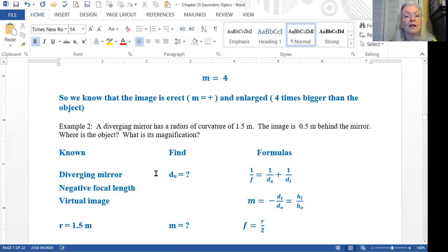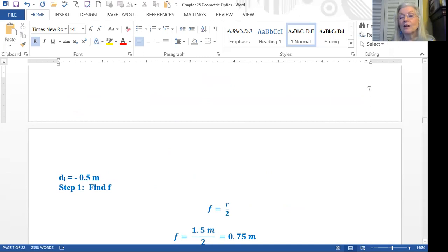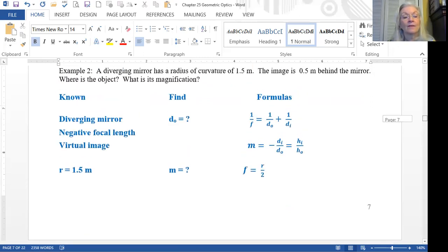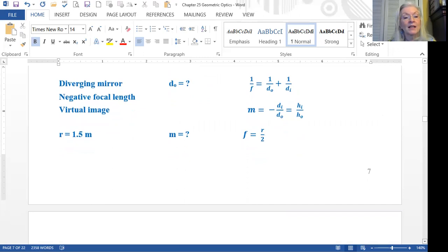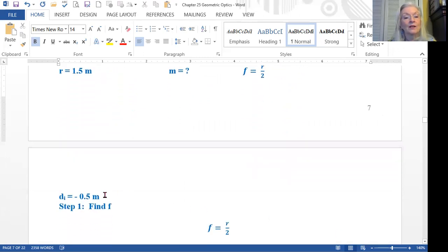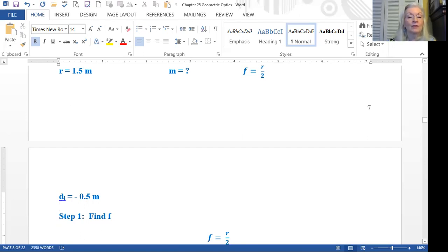They said, where is the object? So we need to find D sub O. And what's its magnification? We need to find M, and we have our 3 equations. We know that the image distance is negative 0.5 meters because they told us it was behind the mirror. So behind means it's negative.